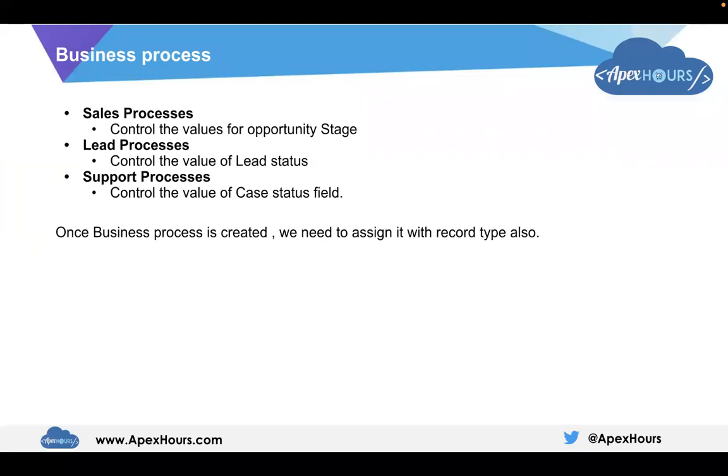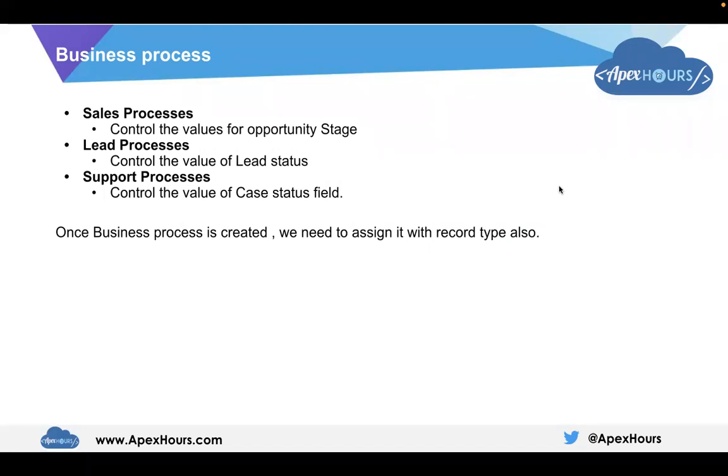The same happens with lead. If you want to control the values of the lead status field, we need to create a lead process. The same happens for the support process: whenever you want to control the values of case status, we need to create a support process. Once these business processes are created, we need to assign them to the record type. So if you have created a sales process, you need to add it to the opportunity record type.